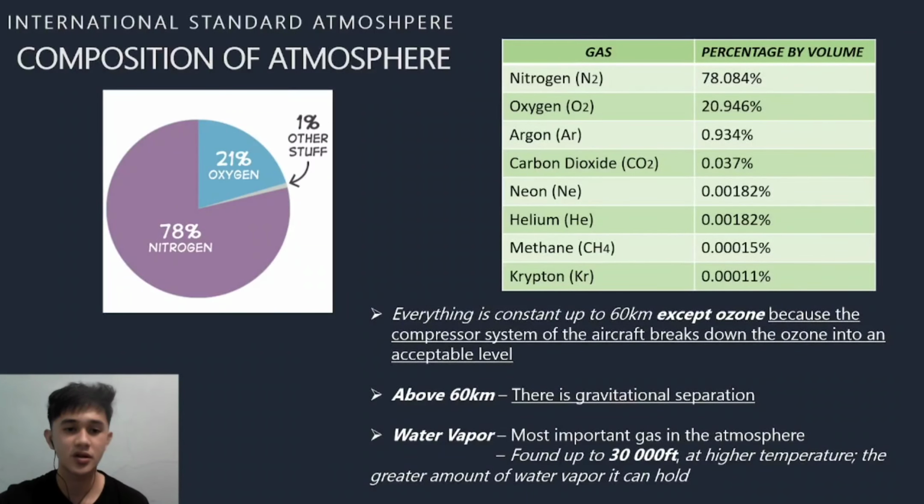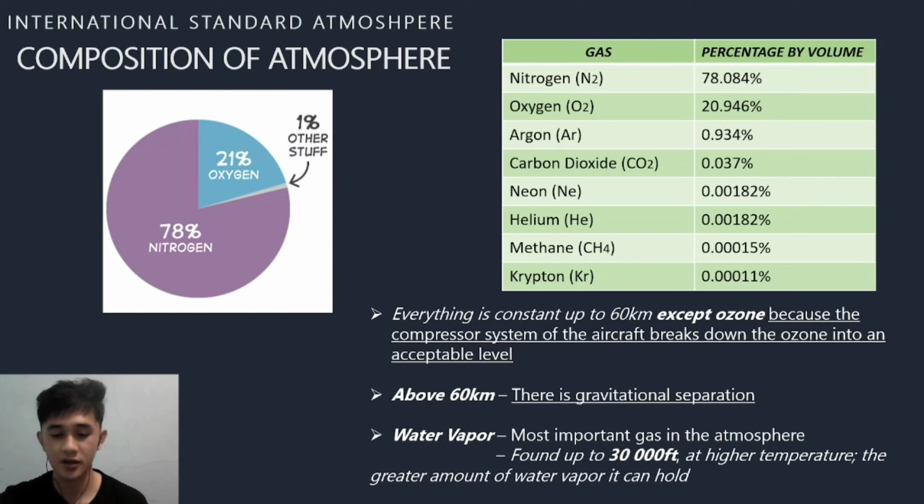Then proceeding to the composition of the atmosphere, based on the diagram, 78% is nitrogen, then 20.946 or 21% oxygen, followed by 0.934% of argon, then carbon dioxide with 0.037%, followed by neon, helium, methane, krypton, and other gases. Everything is constant up to 60 kilometers, except ozone, because the compressor system of the aircraft breaks down the ozone into an acceptable level. Above 60 kilometers, meron nang gravitational separation na nangyayari.